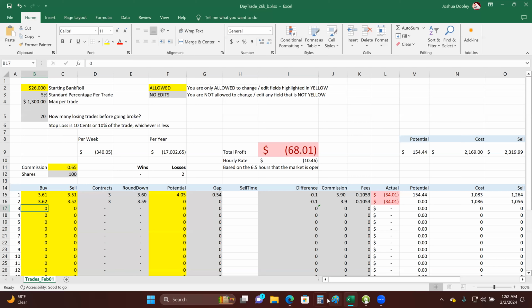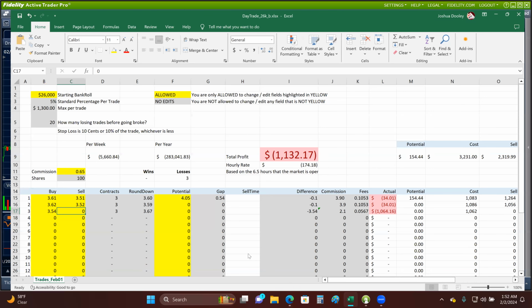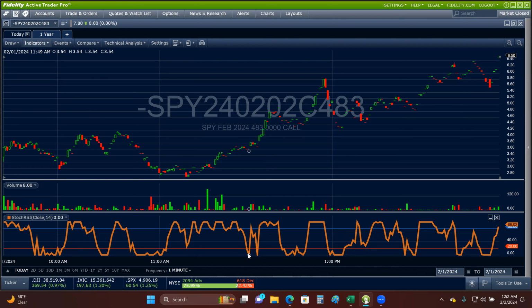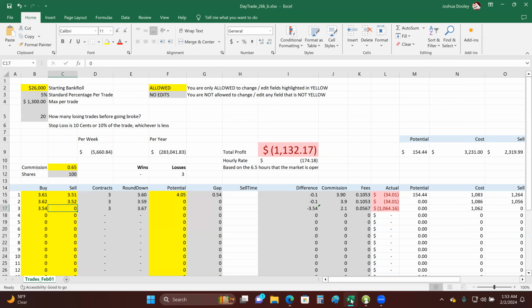$3.54. Okay. And then it immediately goes right back up, gets above the blue line, and has a high of $3.80. So that's a good trade, 3.8. Okay, we basically got our money back, and we're up $7.80 for the day.